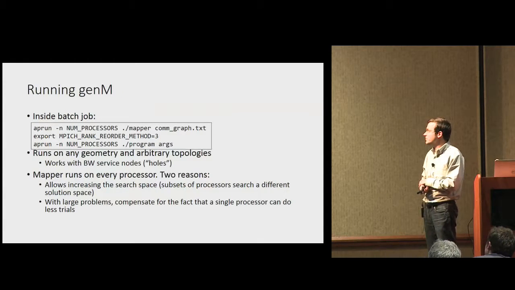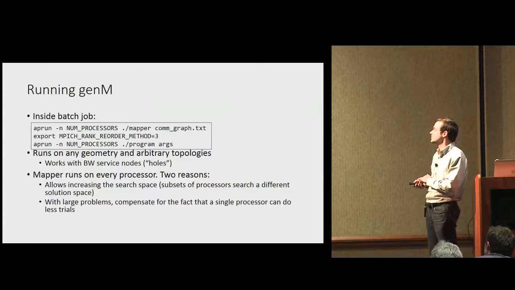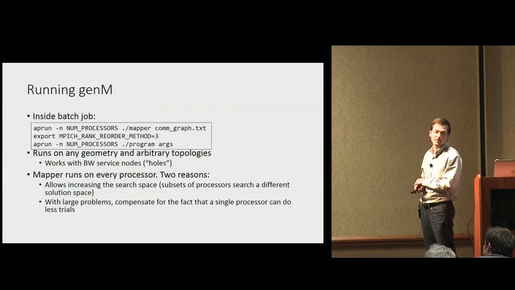So this is how we run our tool. It's very simple. You do this inside your job. We assume you have already profiled the application and got the communication graph file. So inside your batch job, you first run the mapping tool, giving it the communication graph. And then you just export this variable, and you run your application, and that's all.